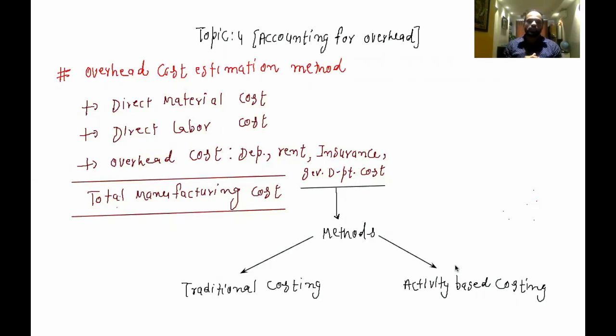So let's move on to the calculation for overhead cost. We start with traditional costing first, and then later we will study activity-based costing.